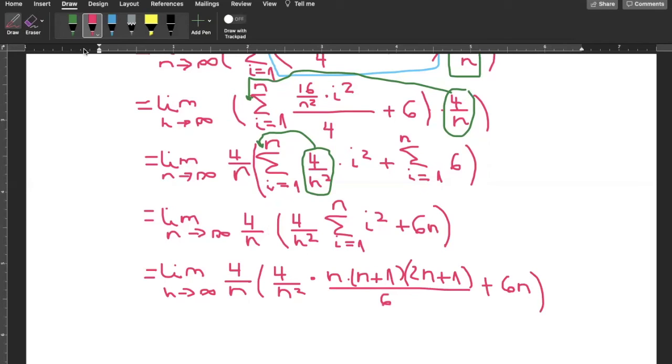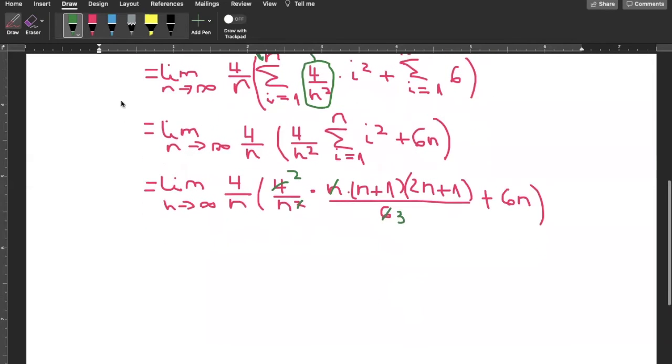So let's simplify this a little bit. That n here can cancel with that n square. That 4 can cancel with the 6. So this would become a 2. This would become a 3. And let's just simplify this a little bit more.